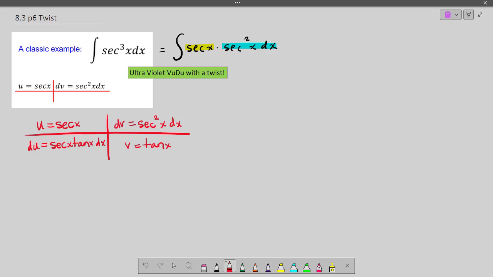Is the uv minus integral of v du, is that kind of embedded in your head by now? So ultraviolet voodoo, UV minus integral of voodoo, VDU.